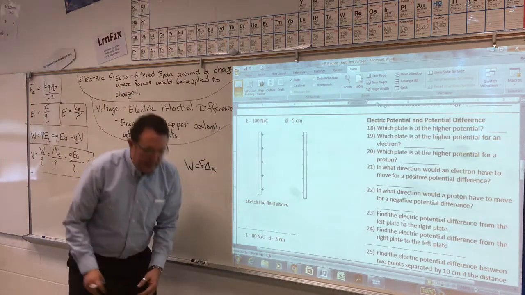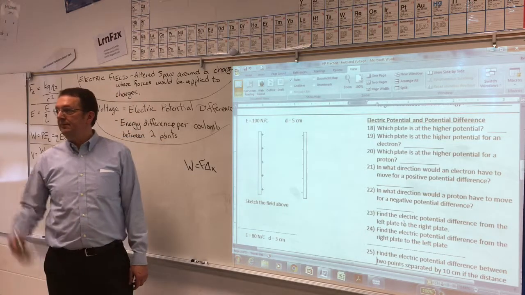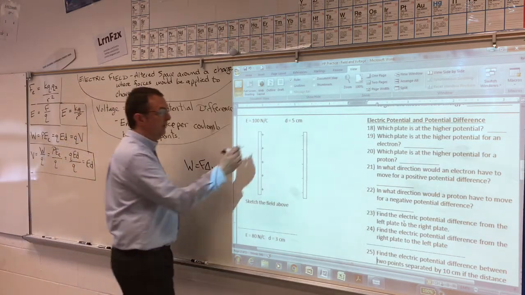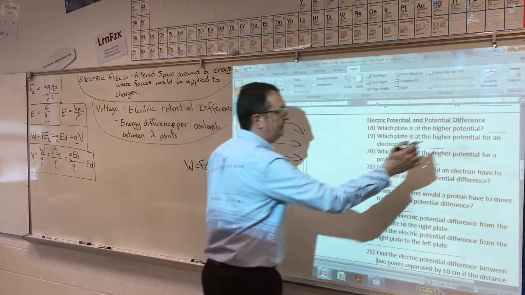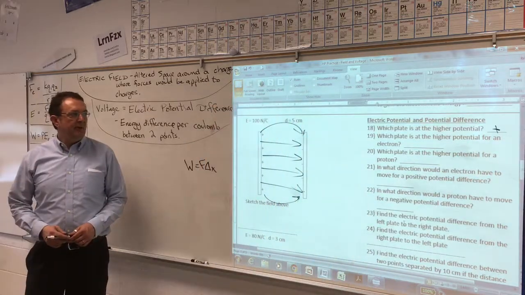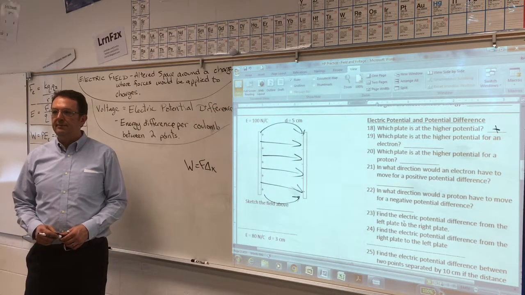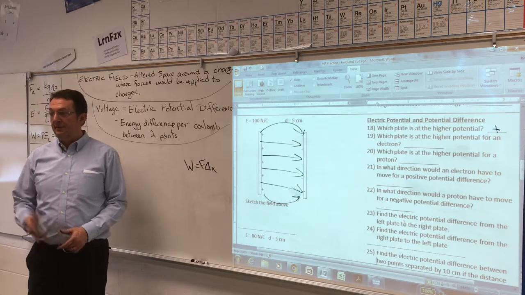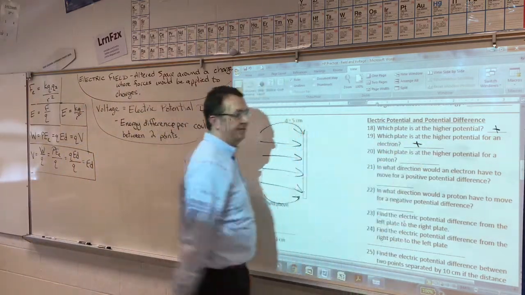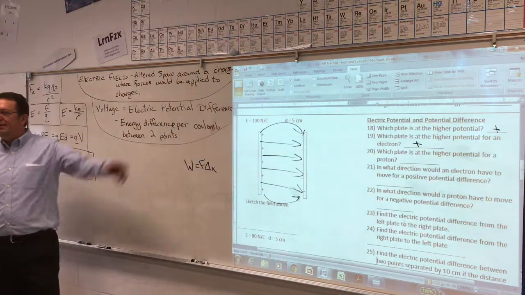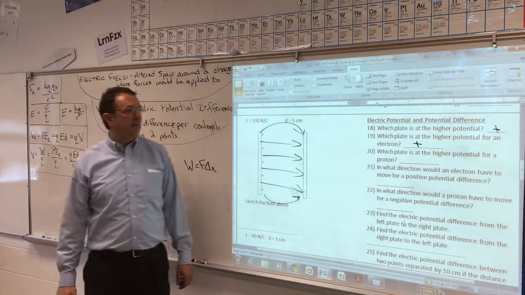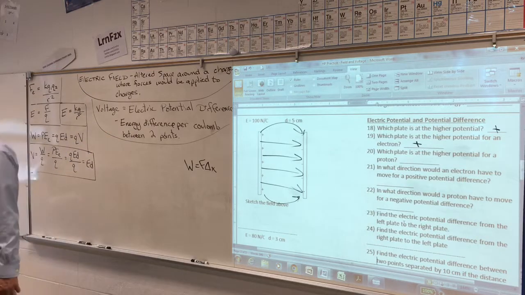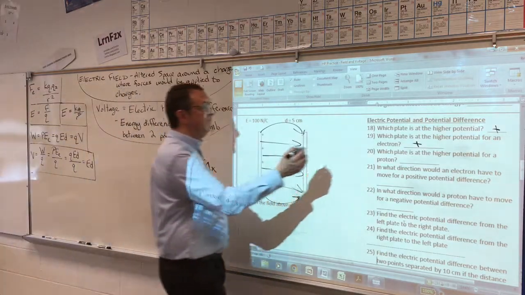Which charge do we prefer? Positive. Which plate has the higher potential? Positive. Just by definition, always, every single time. The more positive plate always, always, always has the higher potential. Which plate's at the higher potential for an electron? The positive. Why? Physics. Because we prefer the positive and the electron doesn't matter. That's why. It's always the same every time. And which plate's at the higher potential for a proton? Yep, why? Because it always is. By our definition, we like positive.